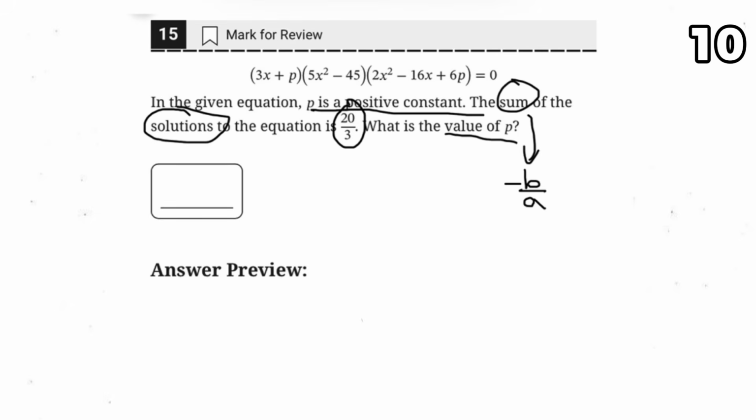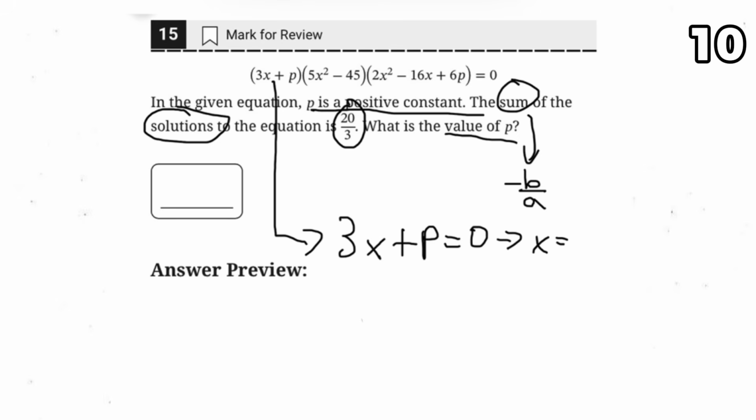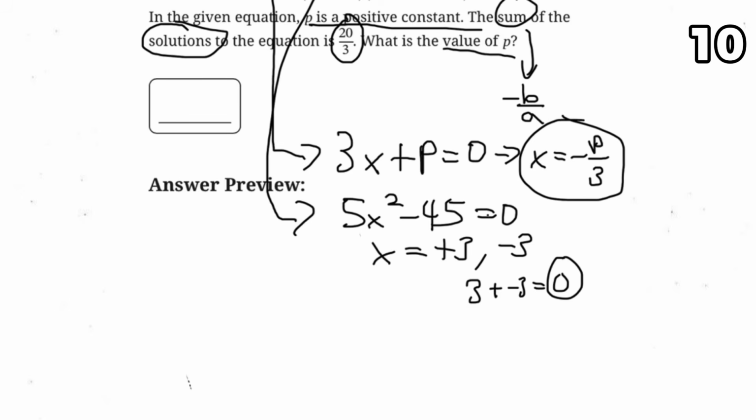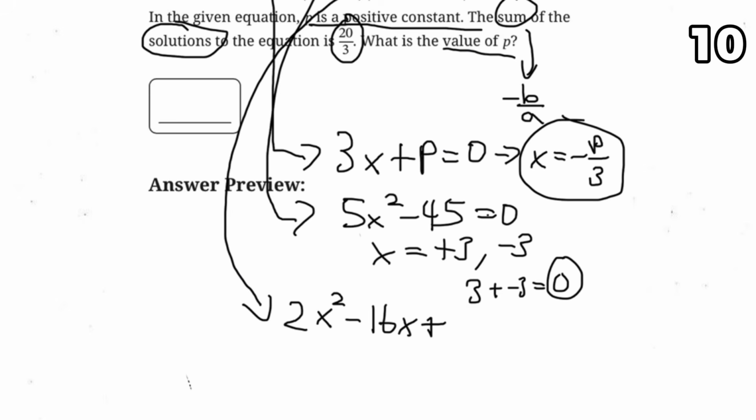First, you need to understand what the solution to an equation is. It is the value of x that makes the equation equal to 0. So we can set 3x plus p equal to 0, and we get that x equals negative p over 3. Next, we can set 5x squared minus 45 equal to 0, and we get two solutions, positive 3 and negative 3. When we add these two together, we get 0, which is our sum of solutions. Next, we can set 2x squared minus 16x plus 6p equal to 0.